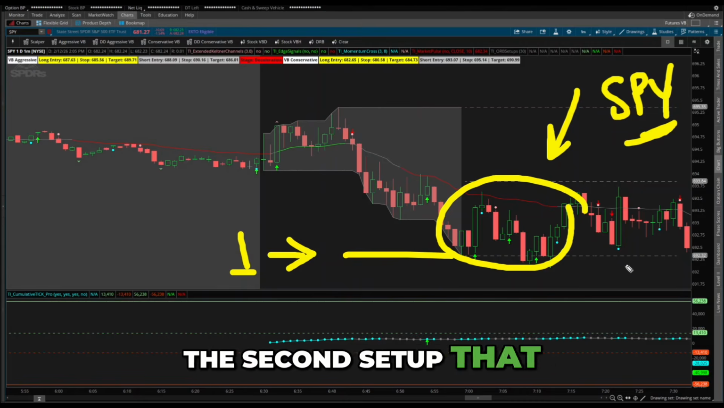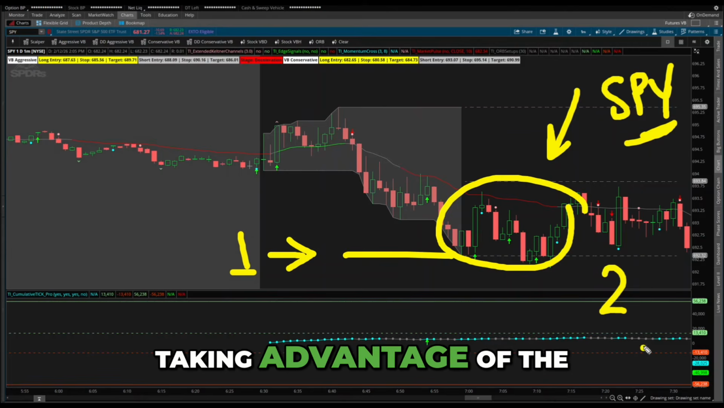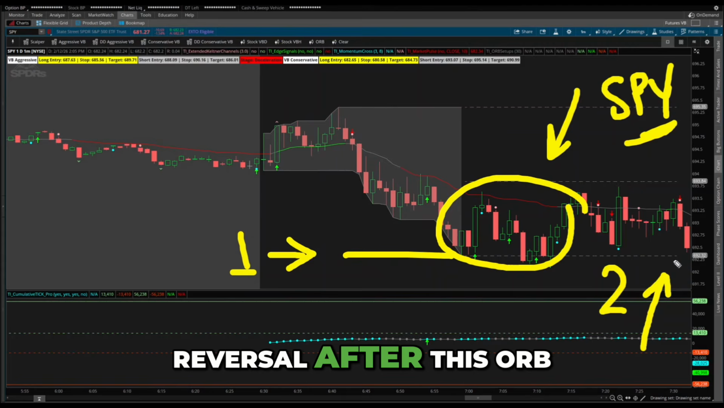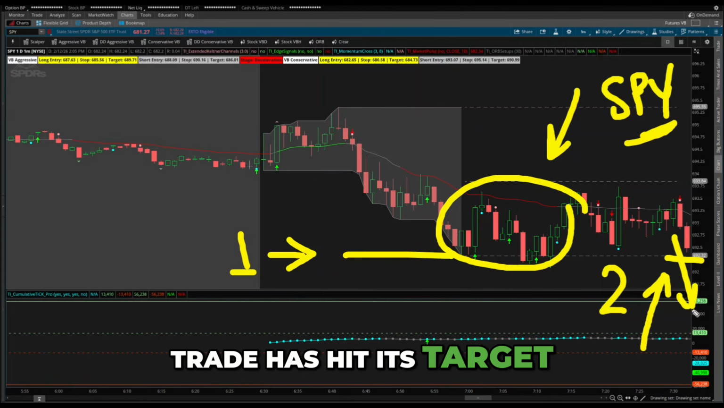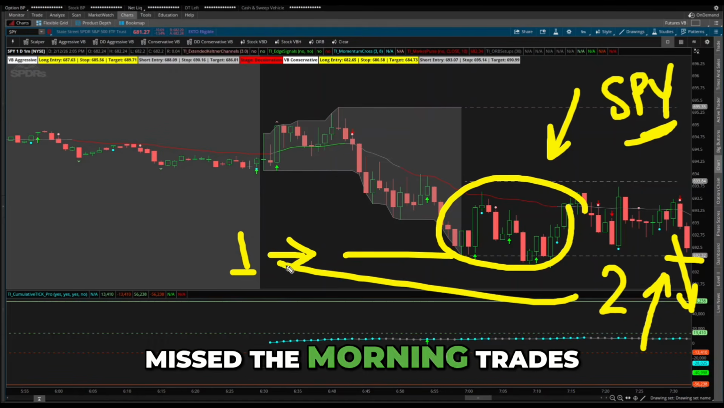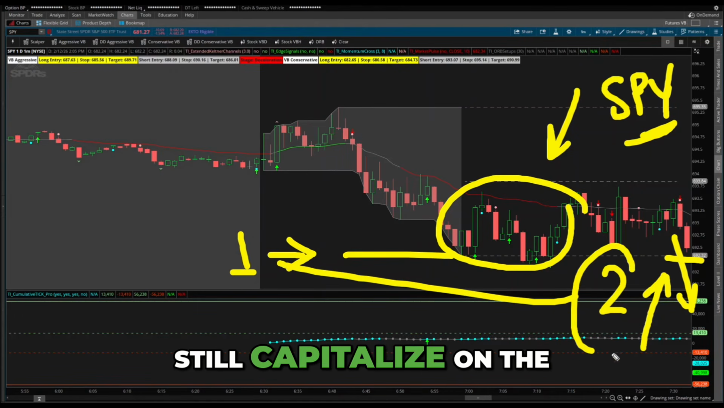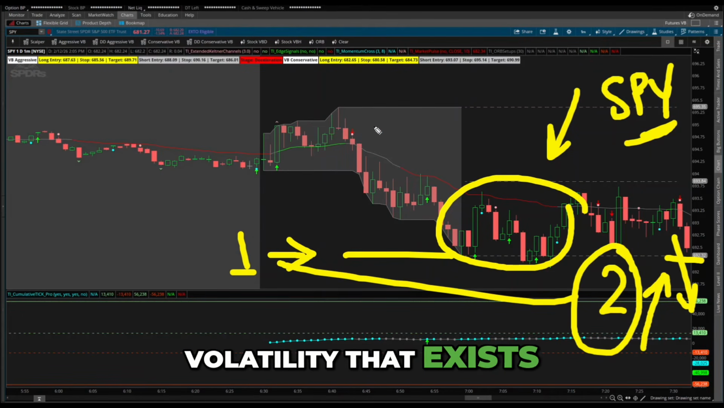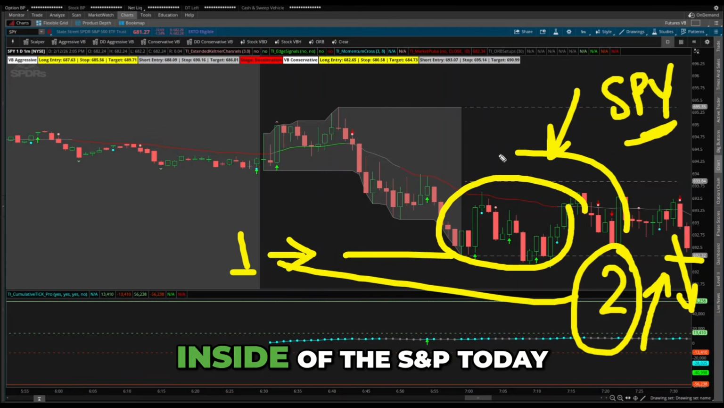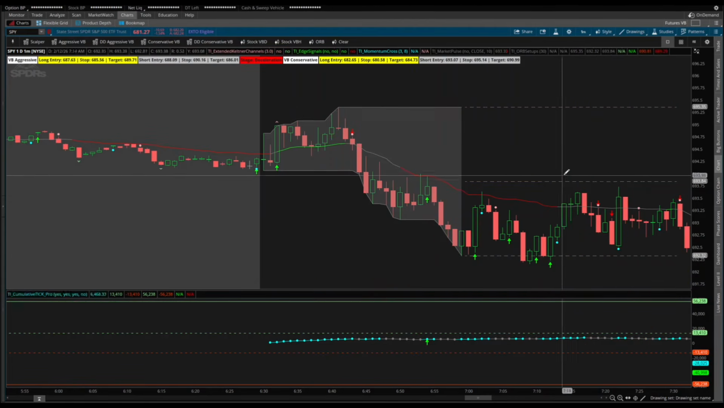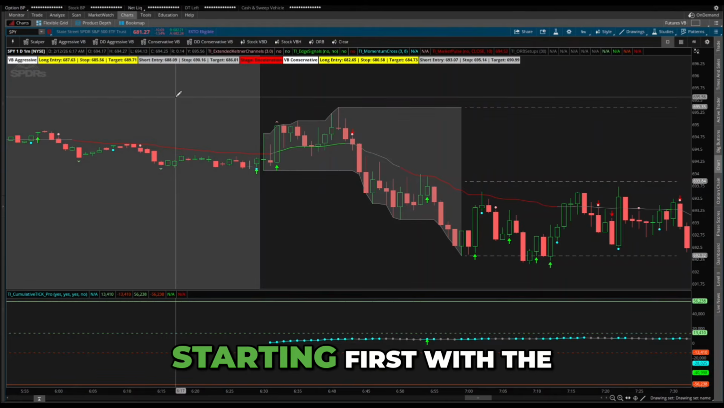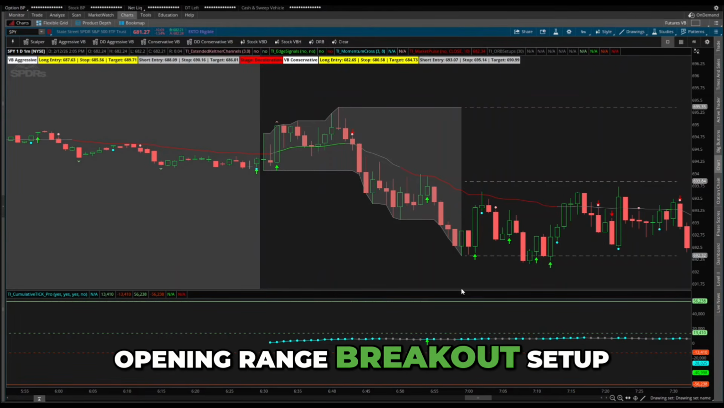The second setup that I'll talk about involves taking advantage of the reversal after this ORB trade has hit its target. This is if you've missed the morning trades, it's a way to still capitalize on the volatility that exists, which very much existed inside of the S&P today. Let's go through both setups, starting first with the opening range breakout setup.